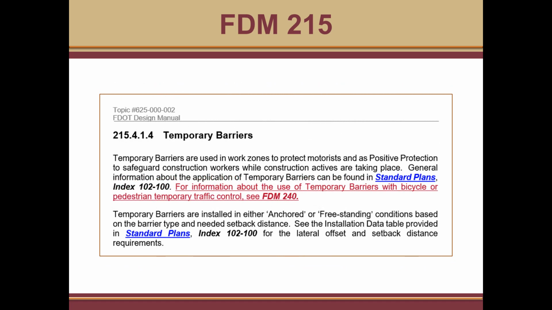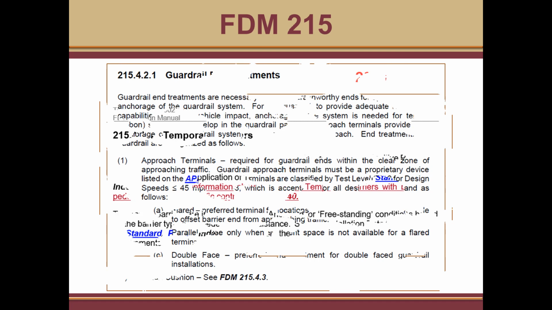A reference to FDM Chapter 240 has been added to the narrative covering the placement of temporary barriers. FDM 240 now includes additional information about consideration for placement of barriers when accommodating bicycle and pedestrian traffic through work zones. Please refer to FDM 240 for additional information.